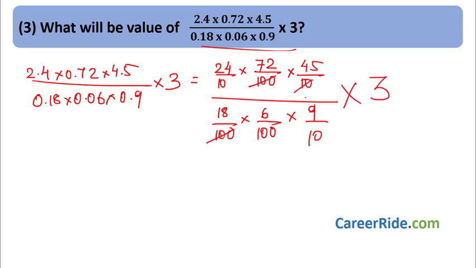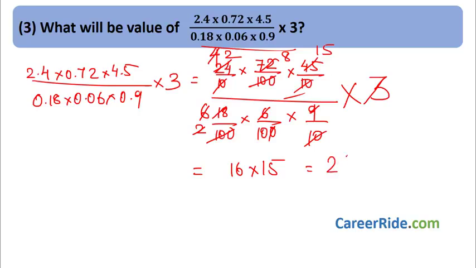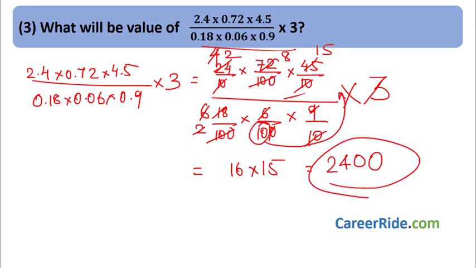This gets cancelled over here, this gets cancelled over here, this gets cancelled over here. Okay, now what can we write? 6 4s are, okay, 9 8s are, right? What we can have over here is 5 3s are 15, 3 6s are, okay, 3 2s are, 2 2s are. We will have 16 into 15. Okay, 15 into 15 is 225, 240 and 0. Why the 0? Because this 10 comes over here on the numerator side. So the answer is 2400. Moving to the next question.